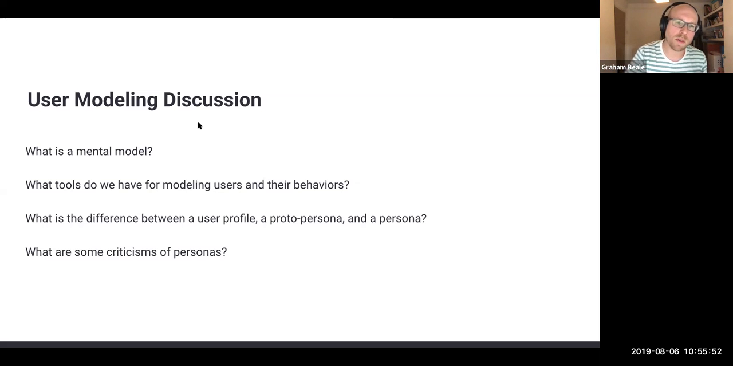And what tools do we have for modeling user behaviors? So there's multiple ways that we can model these behaviors. One second, I'm sorry, I just lost the screen.